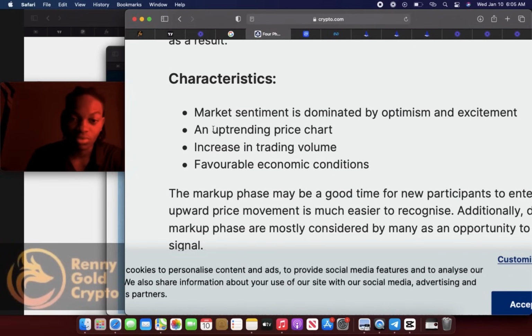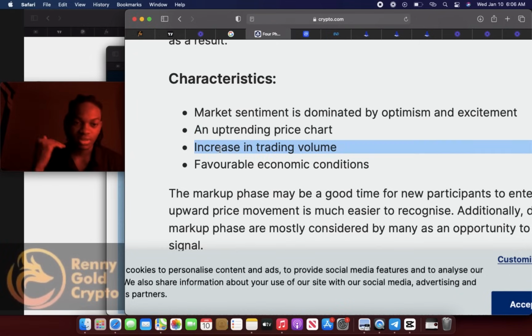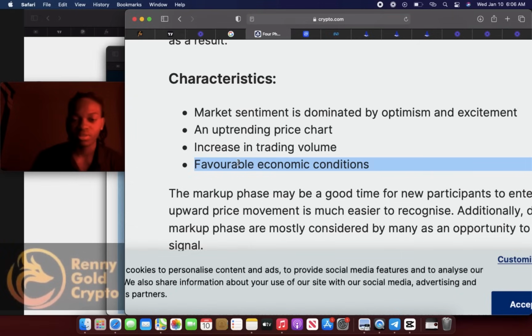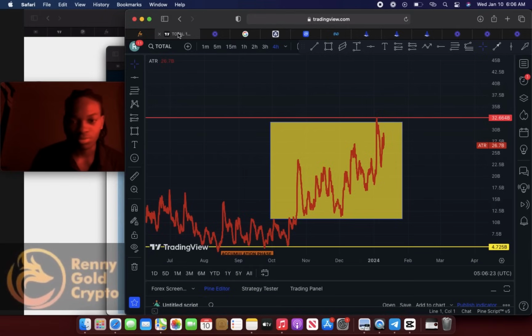So what are you supposed to be doing right now, since we have these characteristics right here, that the market is going to keep uptrending and increasing in trading volume? When there's an increase in trading volume, the market tends to increase. And right here there's what they call the favorable economic condition, meaning that there's going to be a lot of news saying that Bitcoin is going to be doing well, Bitcoin ETF is going to be getting released soon. What's this going to be doing? It's going to be increasing the price of the crypto market. So right here, that is what is happening currently.